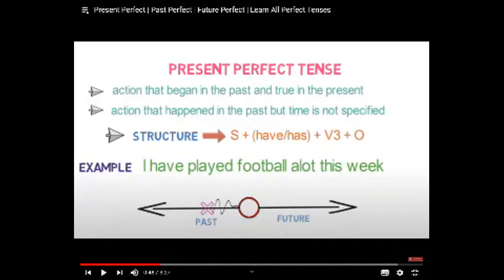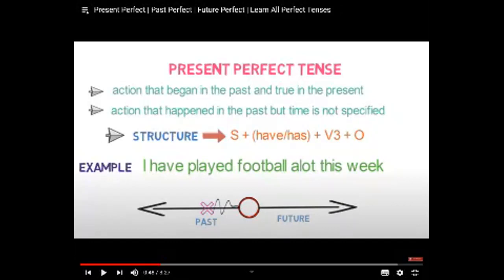I have played. Played is a verb, and with play I have put ed because, according to our structure, I prefer the verb's third form. That is the reason I have put ed at the end of the action word. I have played football a lot this week. You can see that I started my action in the past and I have also finished it, but I am showing this time period to show the specified time period, meaning this action is done completely, and we can talk about it more.